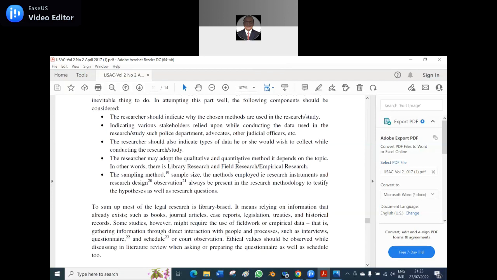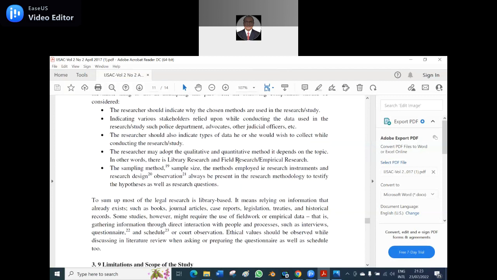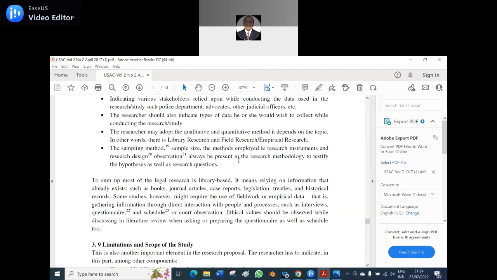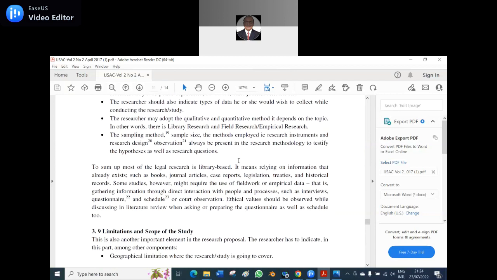The fourth bullet is that the researchers may adopt the qualitative and quantitative method. It depends upon the topic. Generally we follow qualitative research rather than quantitative. In other words, there is library research, field research and empirical research. In empirical research, we go to the field and conduct interviews, either observation in the form of questionnaires or asking questions without any questionnaire. But the questions should not be in yes or no form. They should be explanatory.